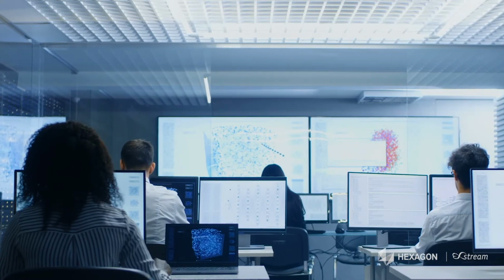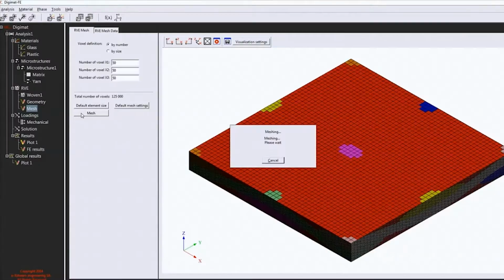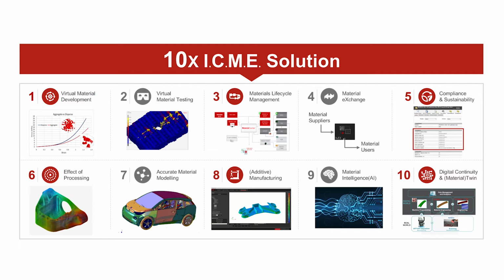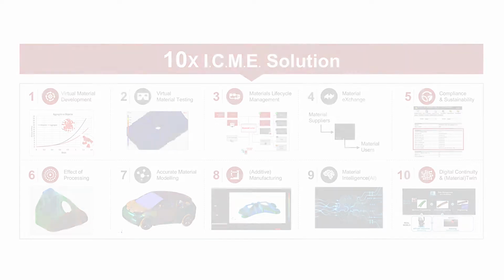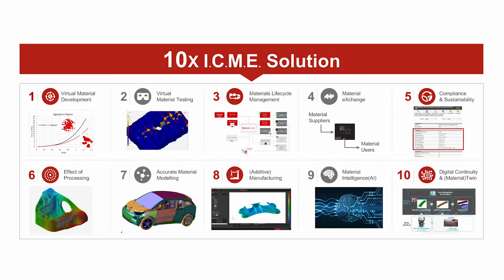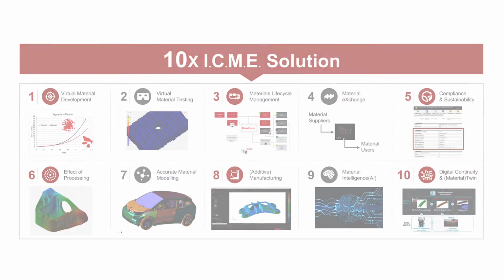To help our customers in the material area across segments and across materials, we have created an extensive, robust, and easy-to-use ICME solution to bridge the gap between manufacturing and end-part performance via the materials. ICME is integrated computational material engineering. This extensive solution is built on 10 building blocks, and I will be talking about each one of them.